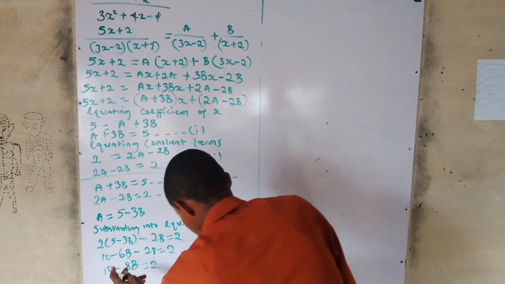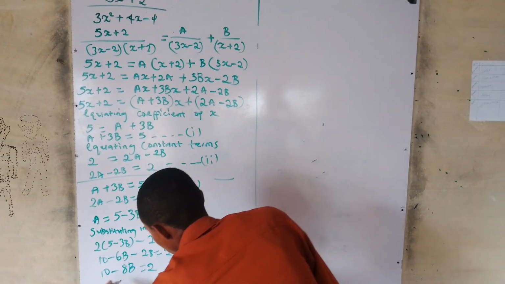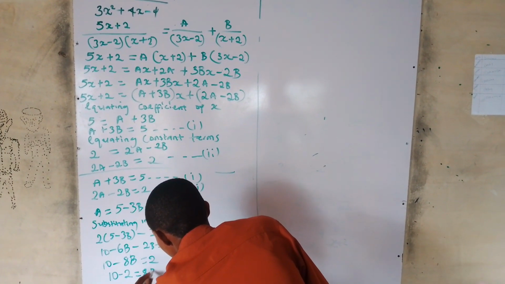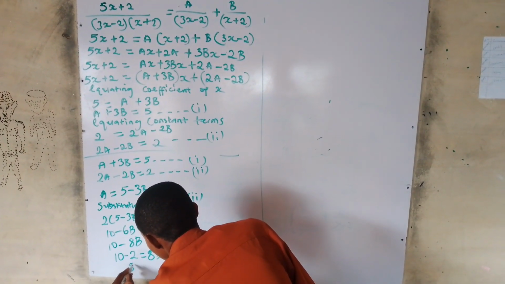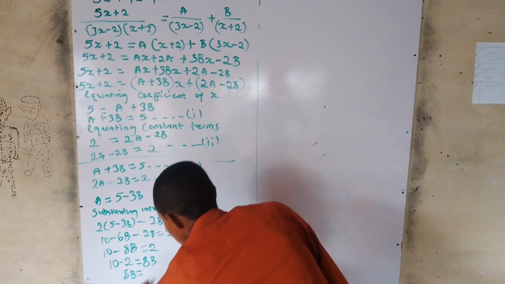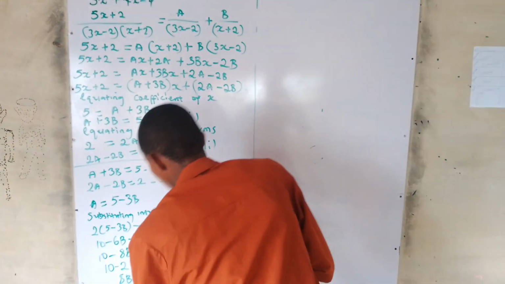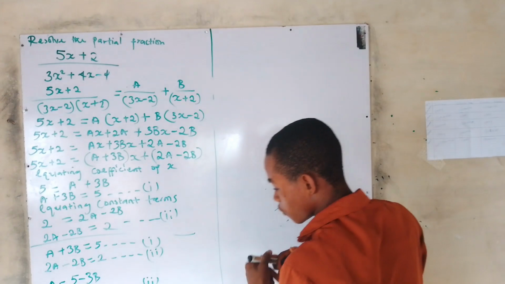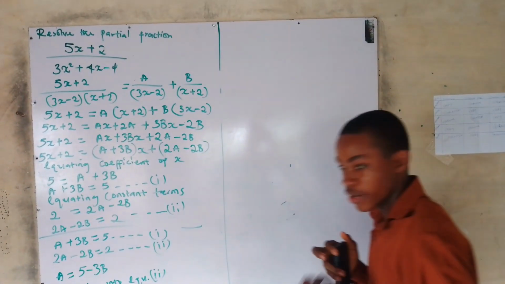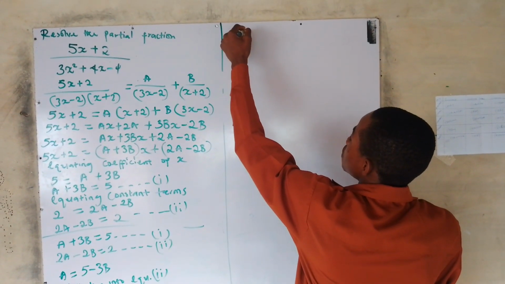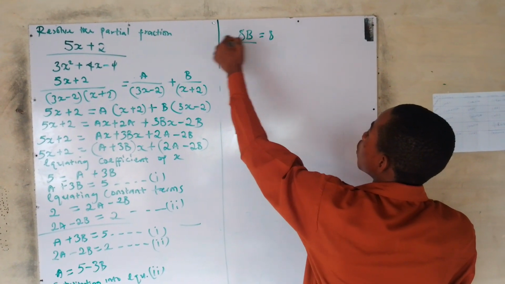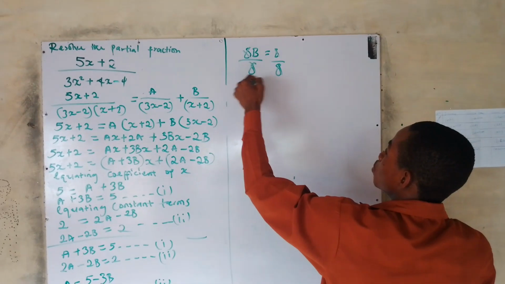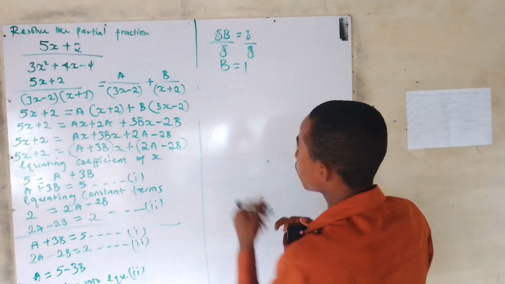So now let's move 8B here and move 2 here. We'll have that 10 minus 2 is equal to 8B. So from here we have that 8B is equal to 10 minus 2, which is 8, right? So we'll divide both sides by the coefficient of B. We are looking for B, right? So we'll have 8B over 8 is equal to 8 over 8. That's the coefficient of B all over 8. So this will cancel out and B will be equal to 1.